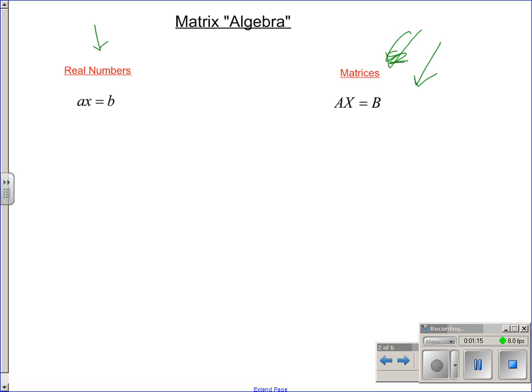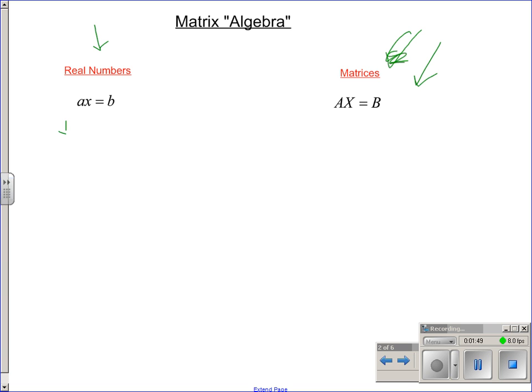Looking over here at the left side, real numbers. If we're going to solve this AX equals B for X, normally we would just divide by A. With matrices, we've talked about adding, subtracting, and multiplying matrices. We have not said anything about division, because you can't. You can't divide a matrix by another matrix. So what we're going to do is solve this real number equation without division.